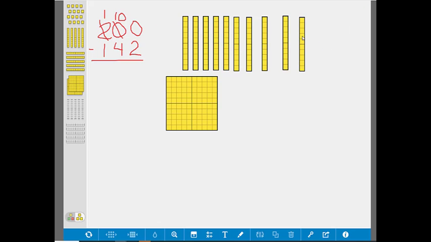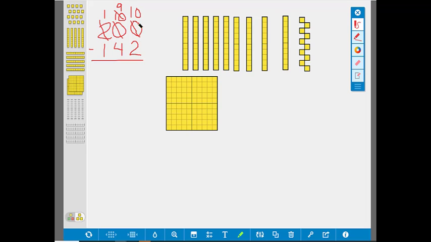So what I'm going to do is take one of these groups of 10 and ungroup that into 10 ones. So I'm going to pull those out very quickly so you can see now I have 10 ones. So now then, back in my algorithm, I have one group of 100. Now I only have 9 tens, so I need to make that notation. And now I have 10 ones, so now I have 10 here.